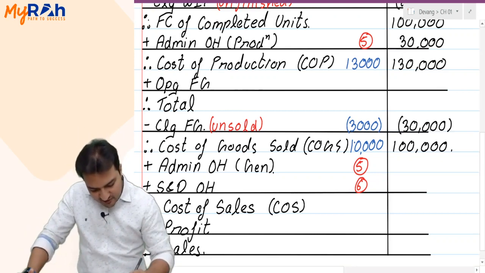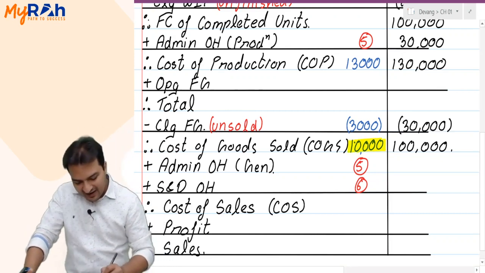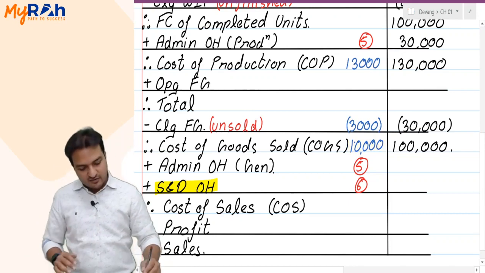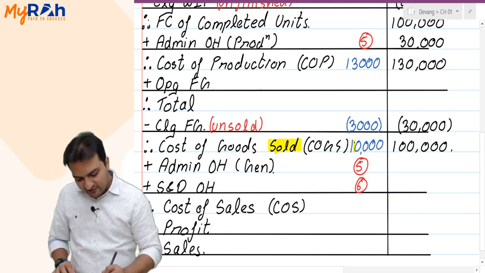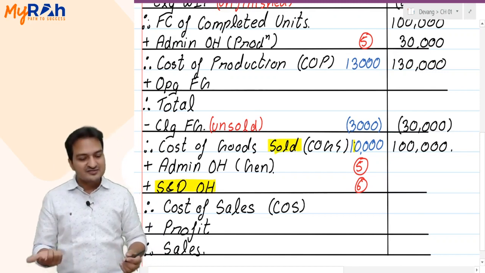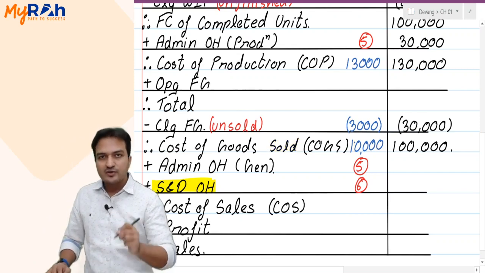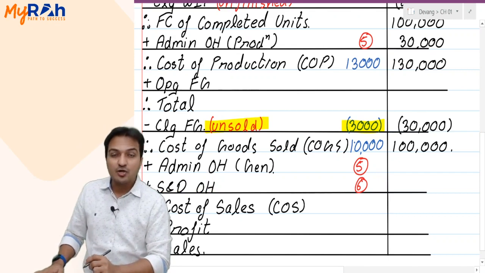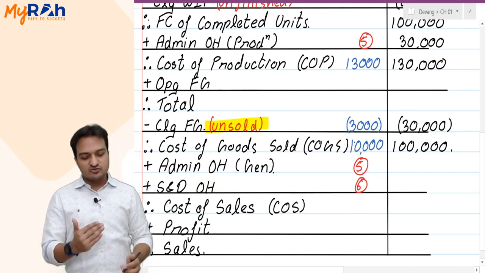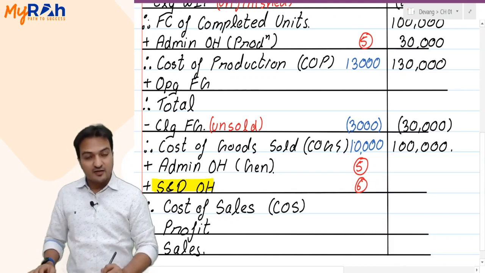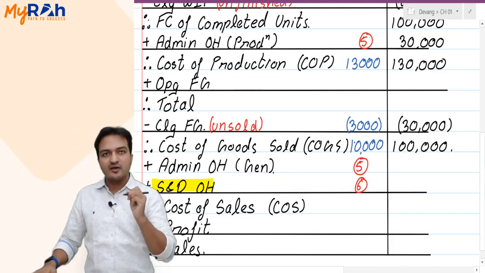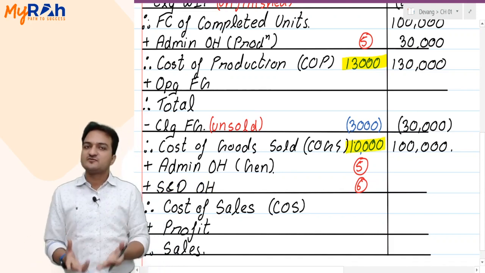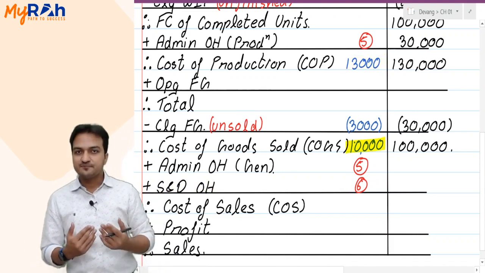So only after reaching COGS, I will add the S&D overheads. It is incurred only on the units that are sold. So after reaching the sold units, I will add the selling overheads, or in other words, I will add selling overheads only after removing the unsold units, because it is not incurred on the unsold units. Remove unsold units, only then you add the S&D overheads. S&D overheads is not incurred on all 13,000. It is incurred on only 10,000 units that you have sold. Does that make sense? Yes.